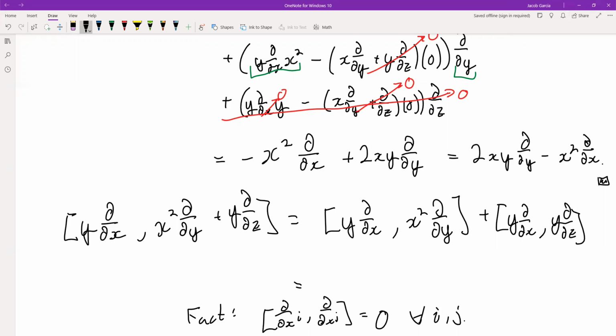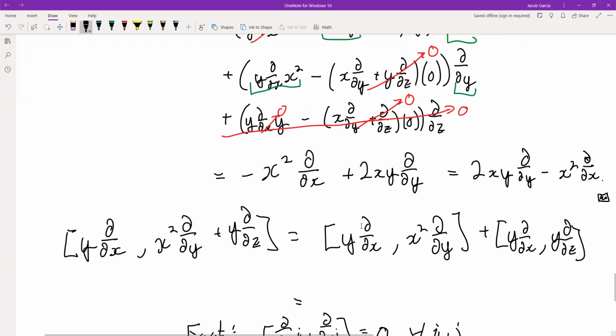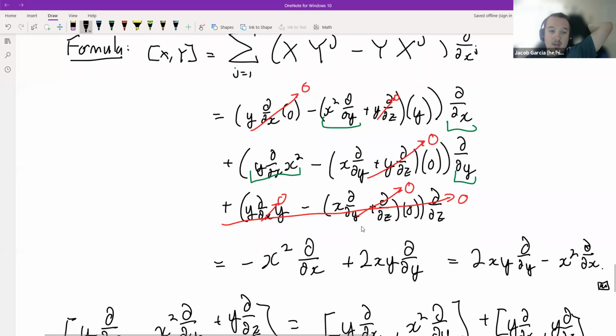Well, the reason we don't have the y with the negative x squared is because we took the derivative of it, right? We just got 1. Yeah, exactly. This was the partial with respect to y of y. Awesome, sweet.